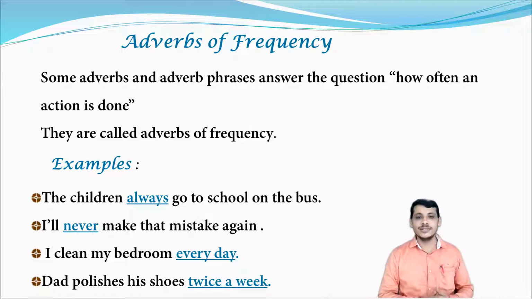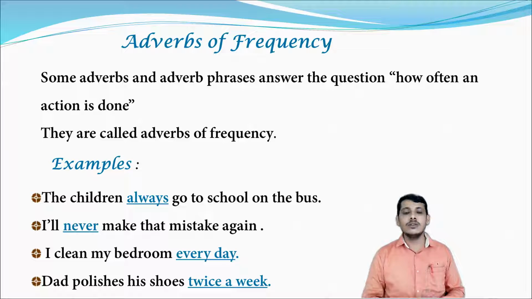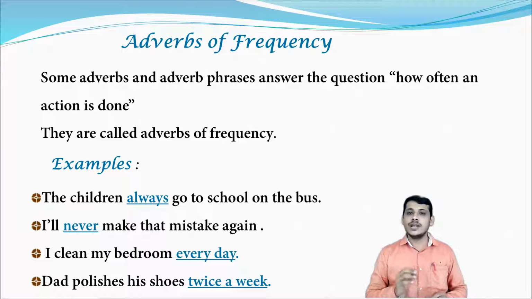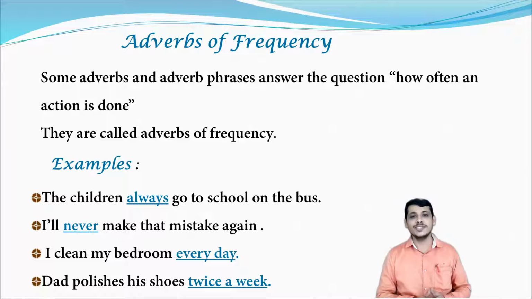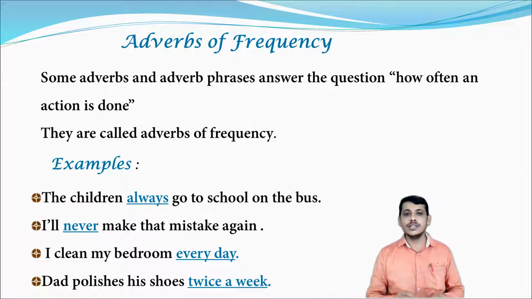Let's see a few examples. The children always go to school on the bus. When I ask how often they go to school, the answer is always. Each day that action is repeated. Not a single time is there a gap in the action. Every day it is repeated. How often or how many times? These two questions you can ask to get the adverbs of frequency. So here the word always is our adverb of frequency.